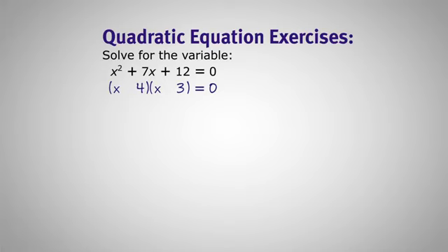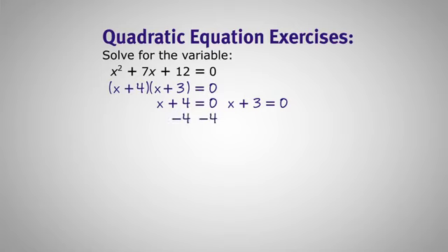When we look at the middle term, our middle term is also positive, which tells us that both of our binomials are going to contain positive signs. So our equation reads the quantity of x plus 4 times the quantity of x plus 3 equals 0. Our final step to solve for x is to set each quantity equal to 0 and then solve for x. So x plus 4 is equal to 0 and x plus 3 is equal to 0.